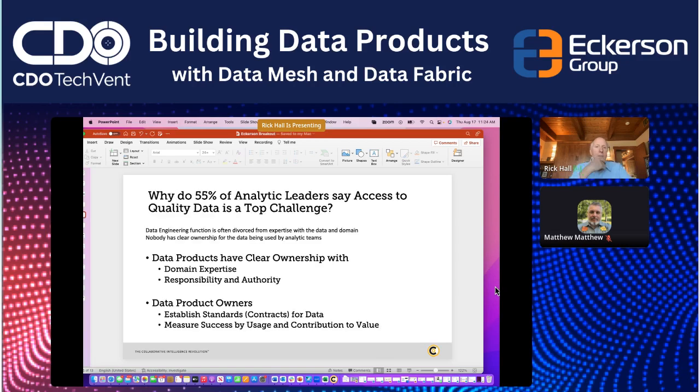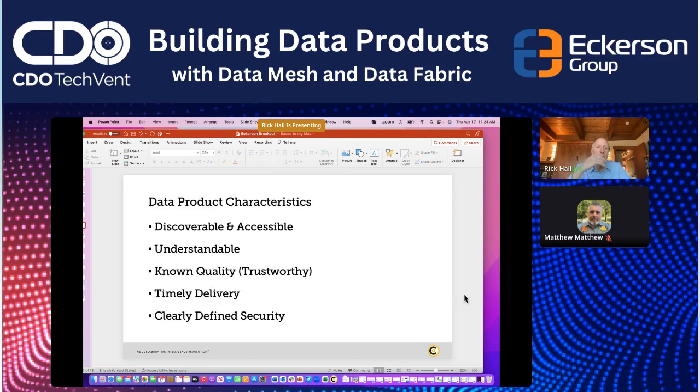So, when we ask leaders why data quality is such a problem? Data ownership is foundational in the fact that data is spread everywhere. And we've just really been talking about the whole data product story, so I'm not going to belabor that point.